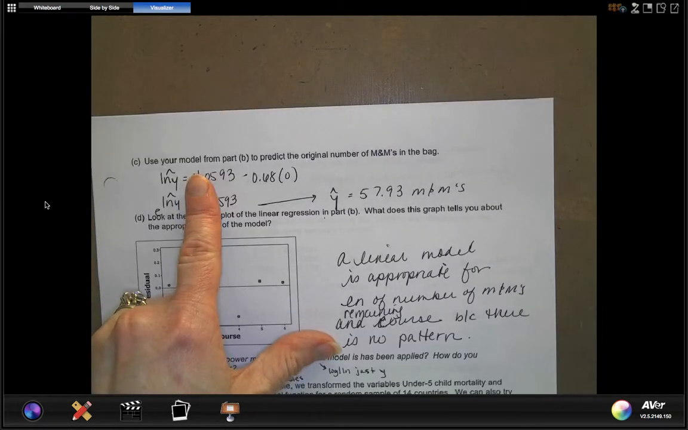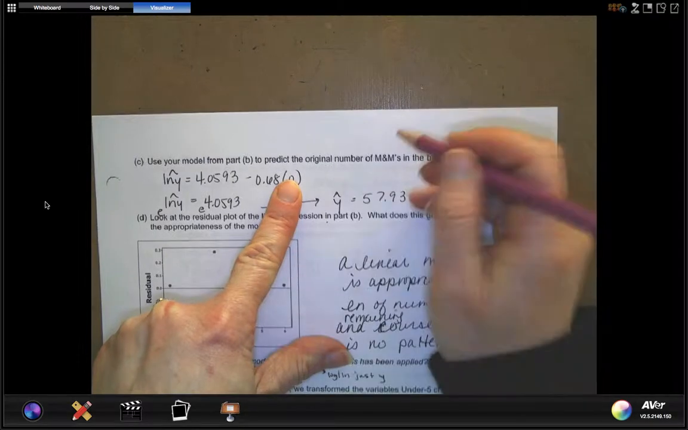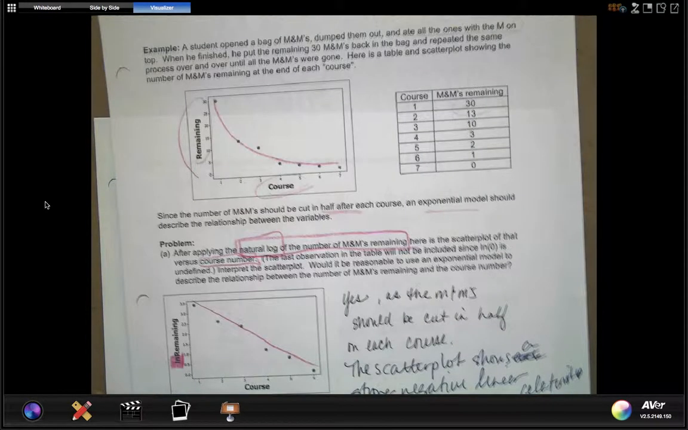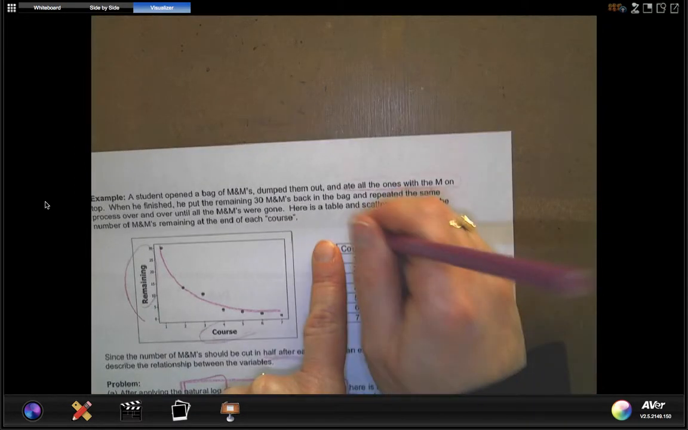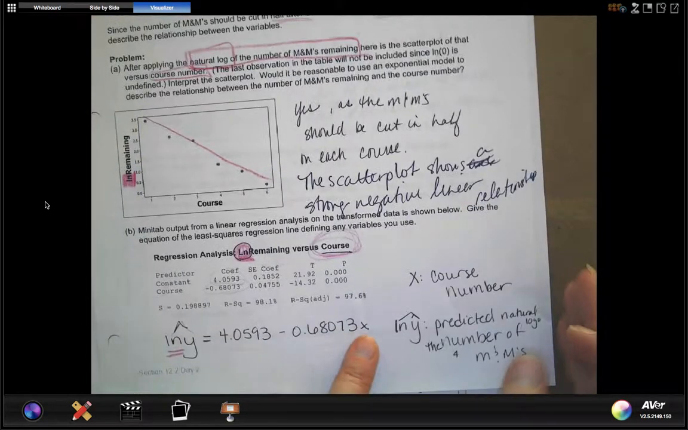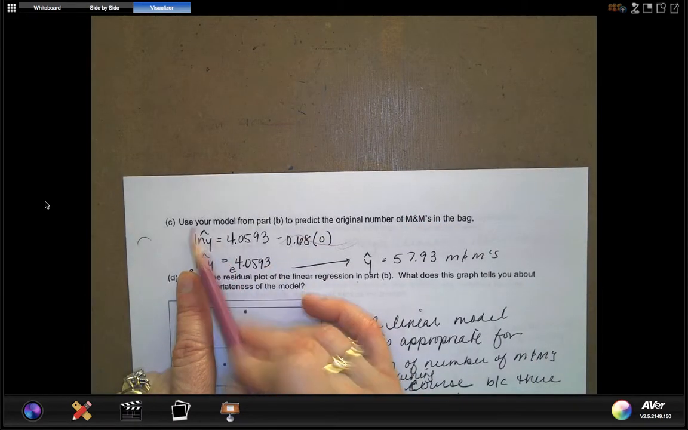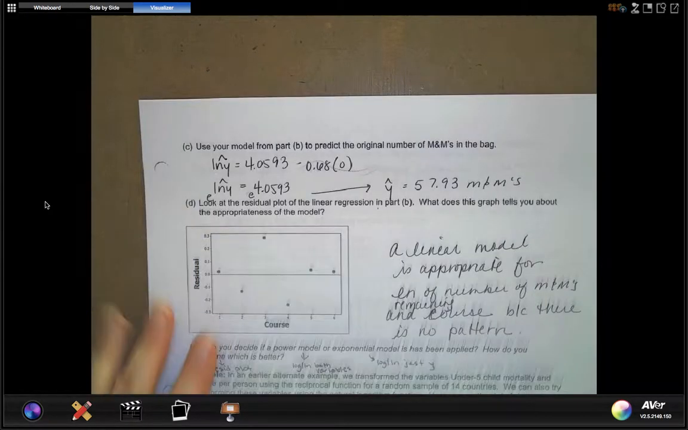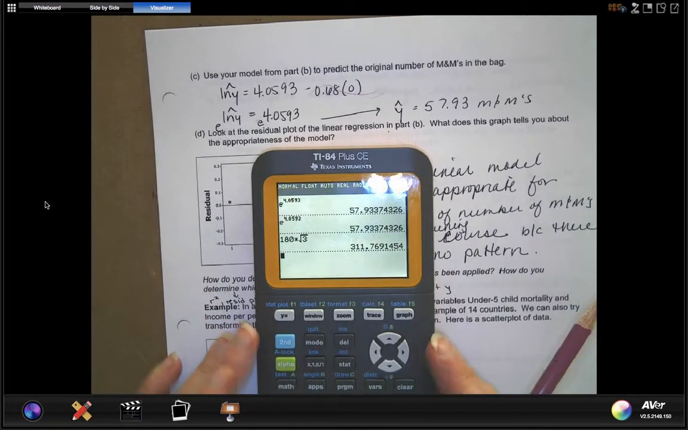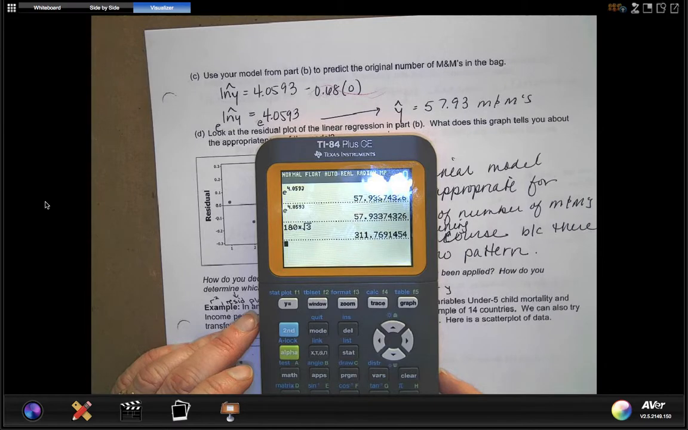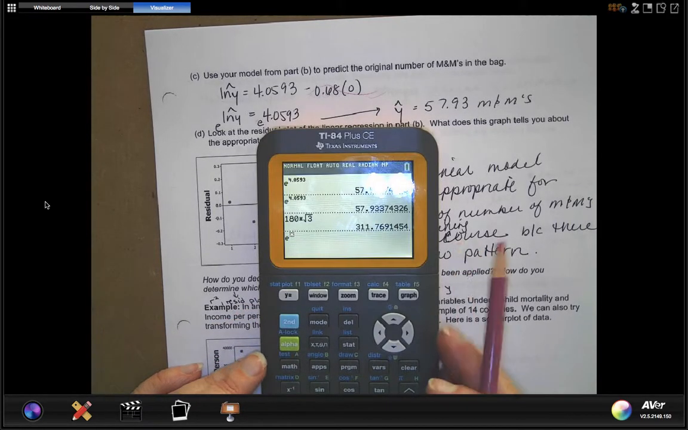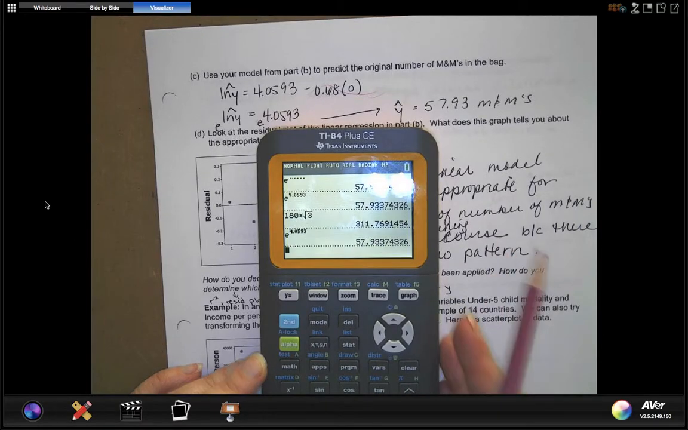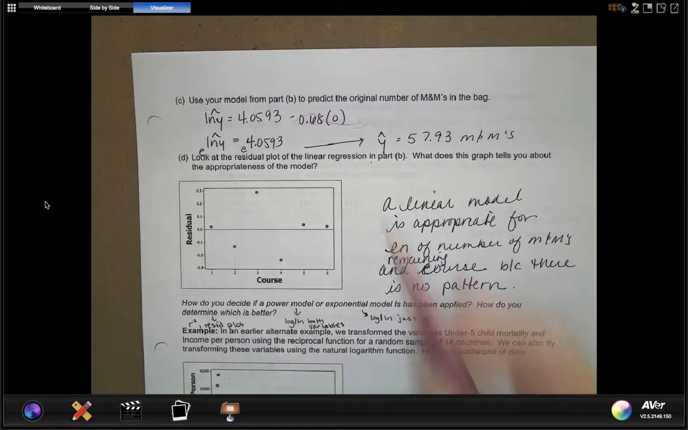The next thing says use your model from part B to predict the original number of M&Ms in the bag. So remember, my x variable is my course. It's not been transformed. So the original M&Ms in the bag is when I'm at course 0. So I'm plugging 0 into this equation down here. So 0, this goes away. Remember, when you have the natural log, to undo it, you've got to e both sides. If you can't remember where that e button is, there's two ways to get to it. It's above the division or above the natural log. So second natural log, e to the 4.0593. So I get 57.93. So that's how many M&Ms were in the original bag. Again, it's a prediction. You don't need to worry about rounding.